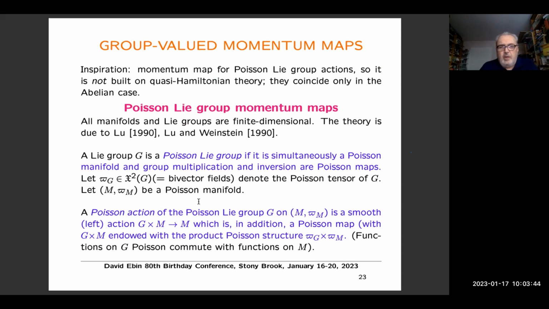What is a Poisson action? Well, it's an action such that the action map itself is Poisson, which means automatically that the group diffeomorphisms do not conserve the Poisson structure. The map G times M into M is Poisson. And this is a Poisson manifold, the standard product of Poisson manifolds, in which you take functions on the first factor, on the second factor, and you declare that these two functions commute. And then you just compute everything using the Leibniz rule.